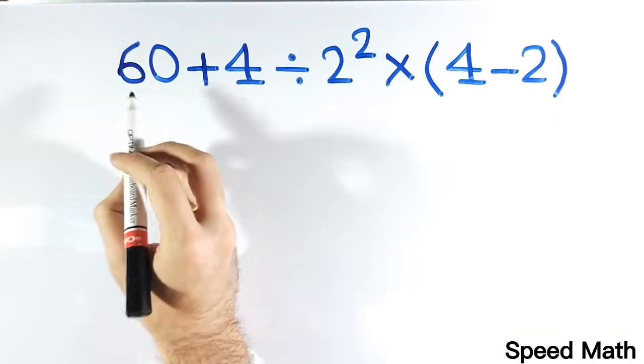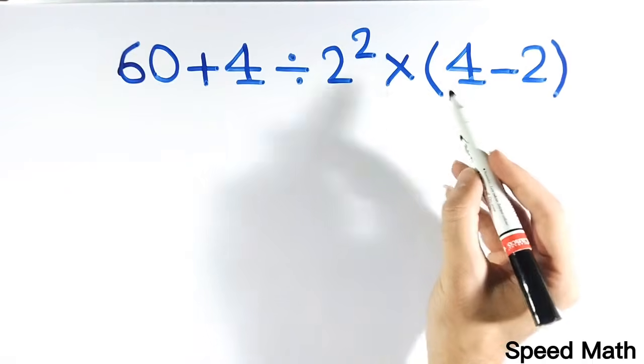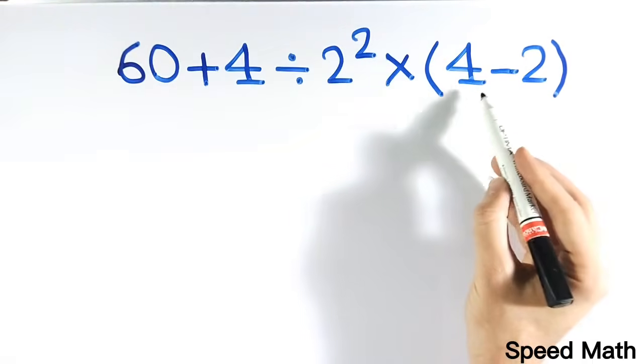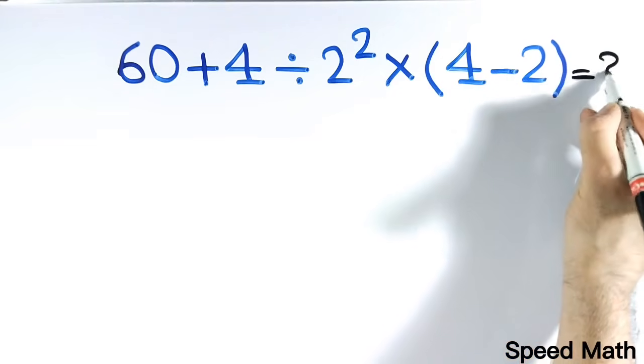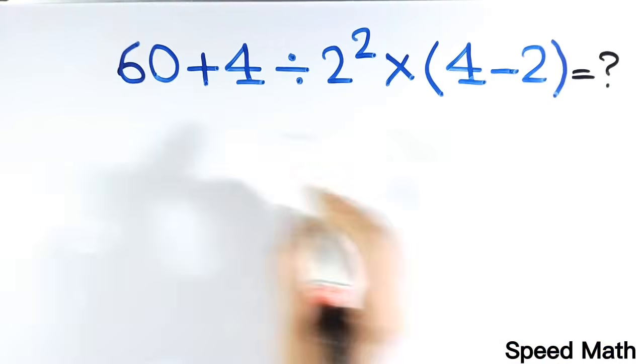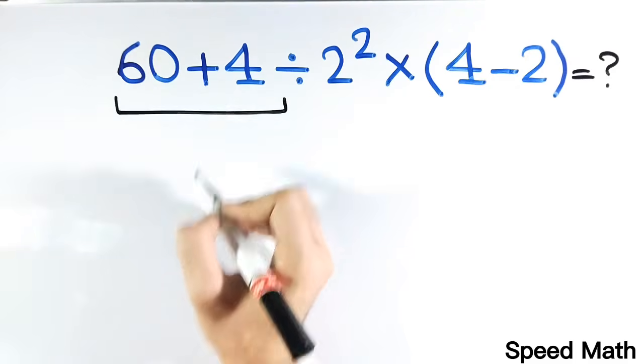If we have the expression 60 plus 4 divided by 2 squared multiplied by open parenthesis 4 minus 2 close parenthesis, then what is the correct answer of this question? Many people, when solving this question, first go for the addition between 60 and 4.